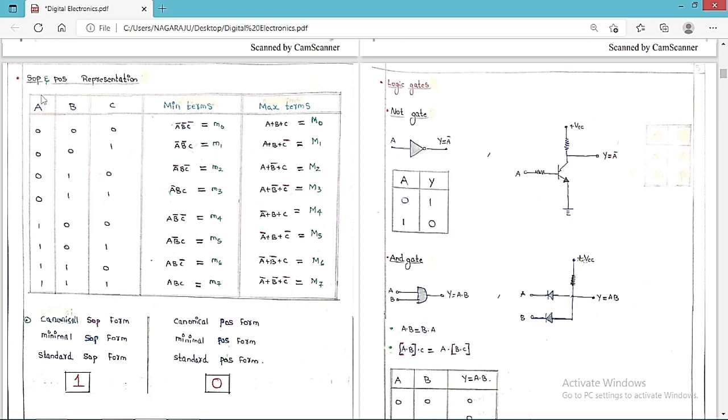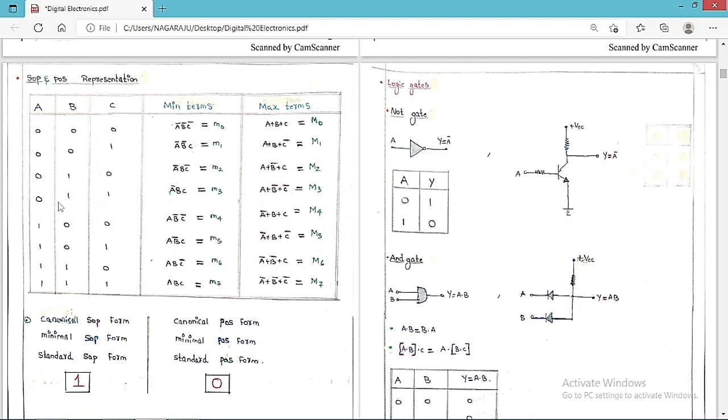Now let me tell you regarding the SOP and the POS representation. SOP is called sum of products, and POS is called product of sums. Listen carefully. Suppose I take 3 variables A, B and C. With 3 variables we are going to get 8 values. For n variables we are going to get 2 to the power of n combinations.